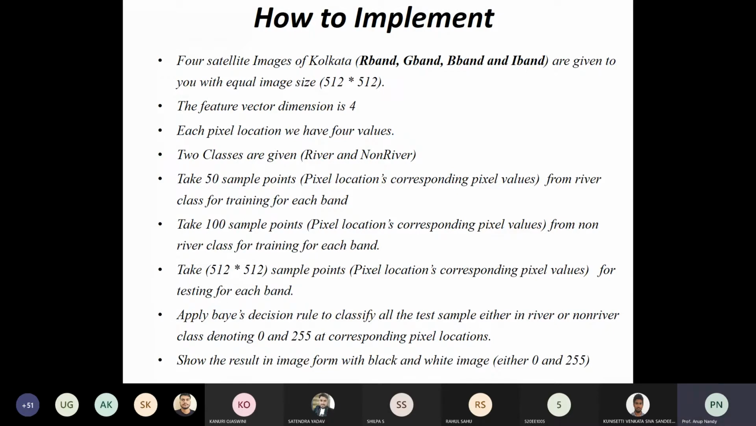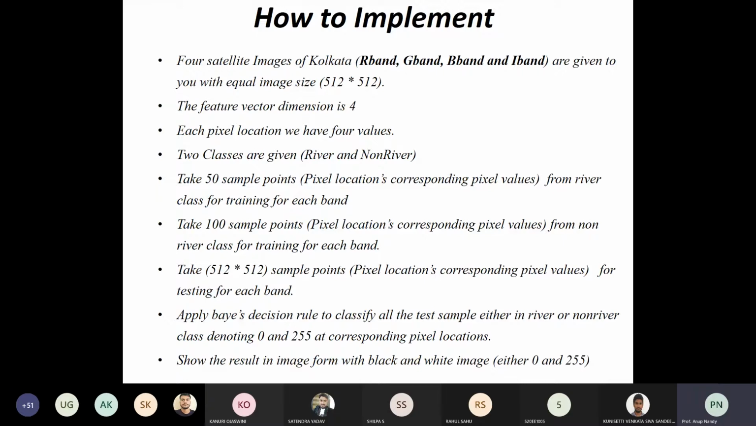Four satellite images will be given to you, each of size 512 into 512, and the dimension of the feature vector is 4. You have a 4-dimensional feature vector. Now each pixel location will have 4 values.